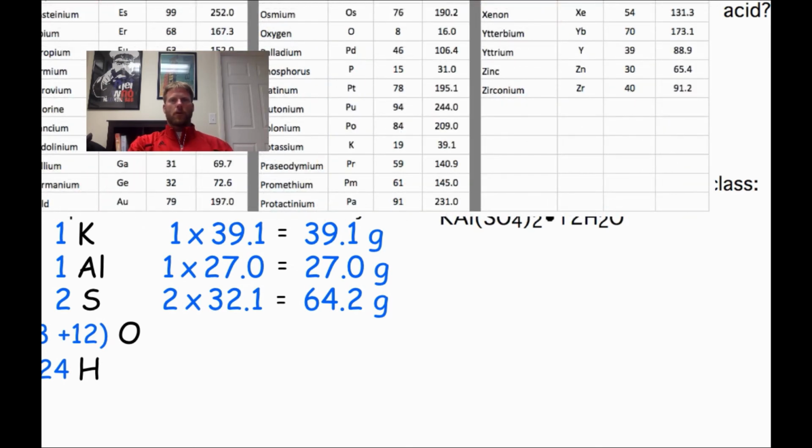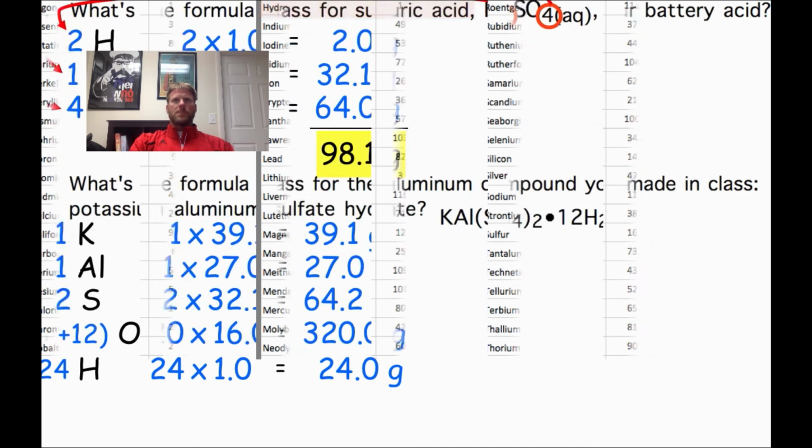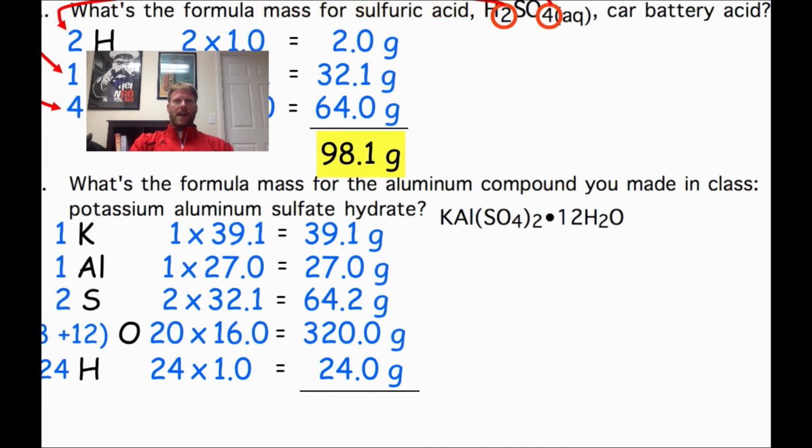Oxygen we could remember from our last example, or find it here on our list. 20 oxygen atoms times 16 grams means that we must add 320.0 grams to the total formula mass. Finally, hydrogen has a mass of 1.0 grams. 24 grams must be added to the total. Adding up the 5 values from each individual atomic component gives us a formula mass of 474.3 grams. The sig figs are correct because each atomic mass has 1 decimal place, and when we add values we need to round to the least number of decimals.